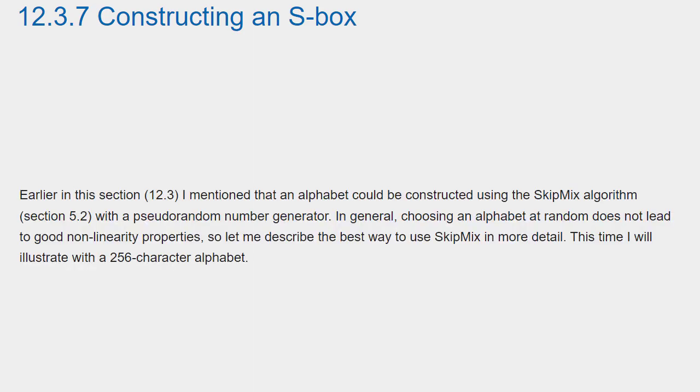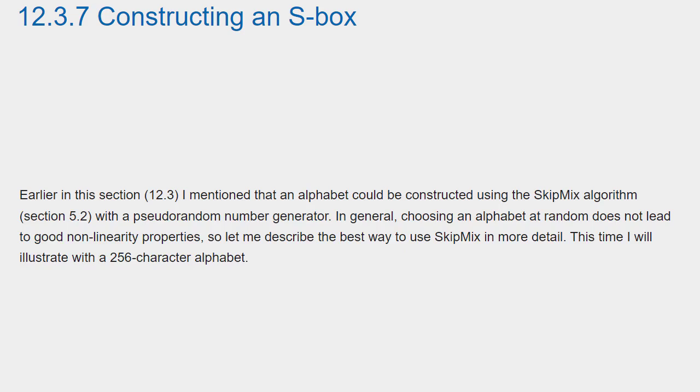Skip mix. Earlier in this section, 12.3, I mentioned that an alphabet could be constructed using the skip mix algorithm, section 5.2, with a pseudo-random number generator. In general, choosing an alphabet at random does not lead to good non-linearity properties, so let me describe the best way to use skip mix in more detail.